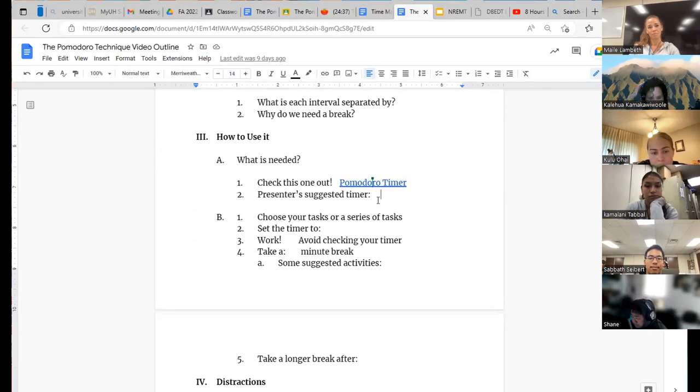He suggested using, if you have an iPhone, I guess it was, what is it called? I don't have an iPhone, so I don't know. The 30-30 timer on iPhone. That's what he suggested. Okay, choose your task or series of tasks.